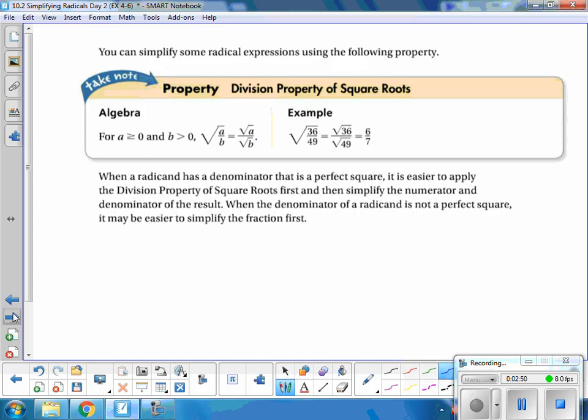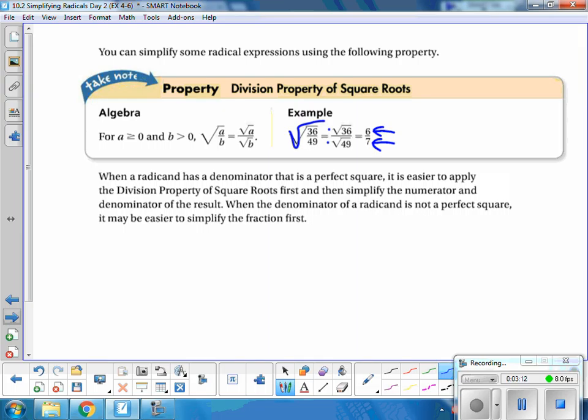You can simplify some radical expressions using the following property, the division property of square roots. For example, over here, if I have the square root of 36 over 49, I can break it into the two pieces of square root of 36 divided by square root of 49, and get those square roots and end up with 6/7. So that is an option I can use.